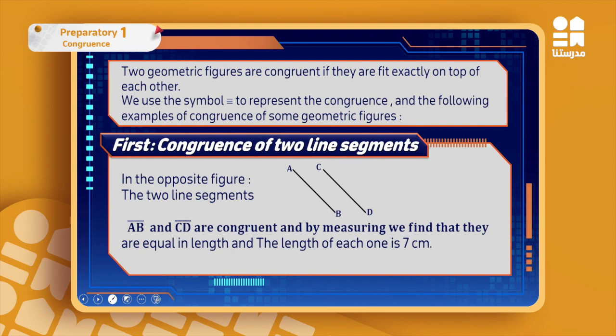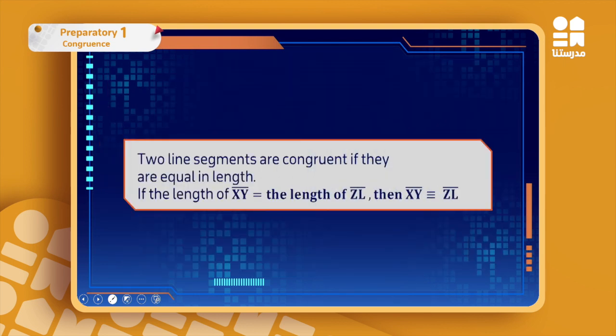So, congruence, what does it mean? Here we have the same length. In the straight line, we don't have a specific length because it goes forever in two directions. In the ray, we don't have a length because it goes forever in one direction. But in the line segment, we have a specific length. Here we have 7 centimeters. So for the congruence of line segments, we have the same length. Two line segments are congruent if they are equal in length.